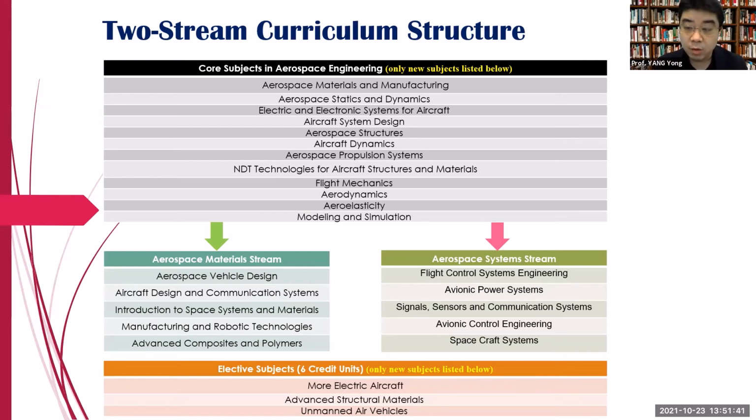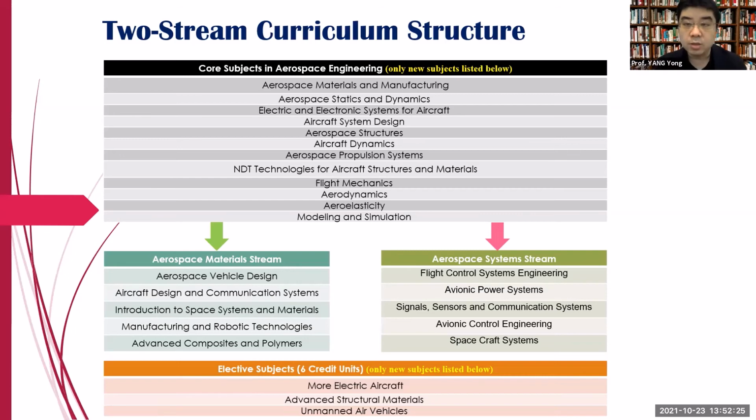One stream is called the aerospace material stream. For this stream, we focus on how you design the aerospace vehicles, how you manufacture the vehicles, and aerospace materials. These are 5 specific subjects we designed for this stream. The other stream is called the aerospace system stream. If students pick this stream, they focus on how to analyze different systems, including control systems, avionics, power systems, signals, sensors, and communication systems, and how to design the systems.